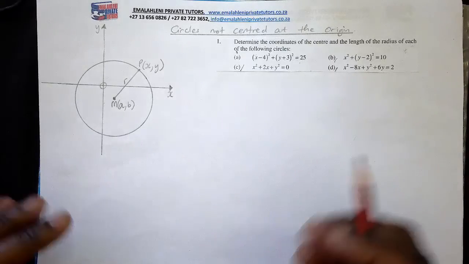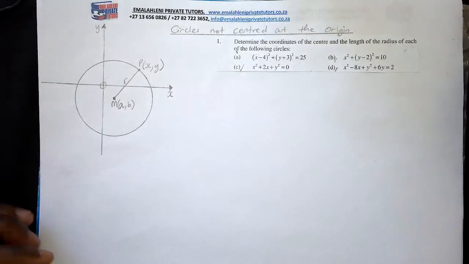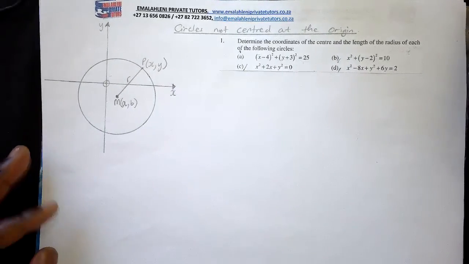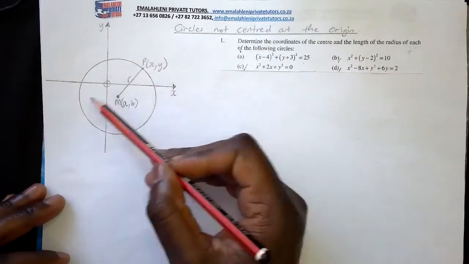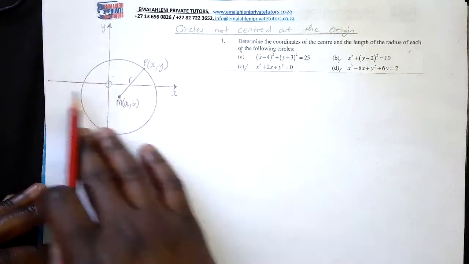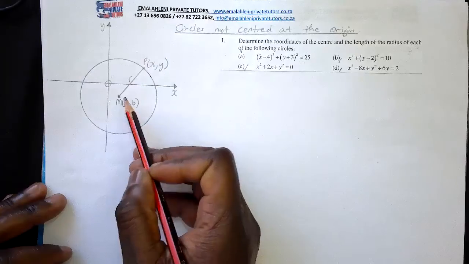Okay, good day. So now we are moving on to the second part of the circle, where we are saying the center is not equal to the origin. So the center is somewhere, not the origin. This circle you can find anywhere in the Cartesian plane. What is it? And your radius.